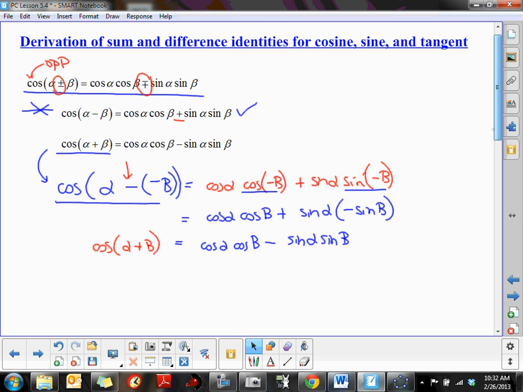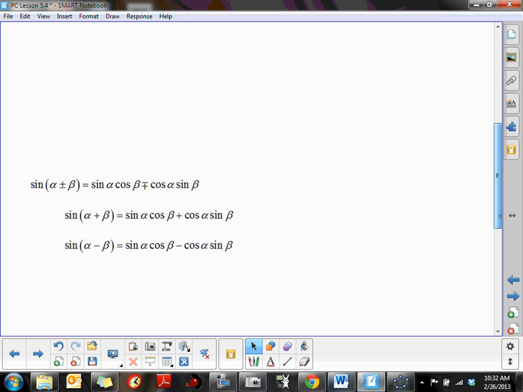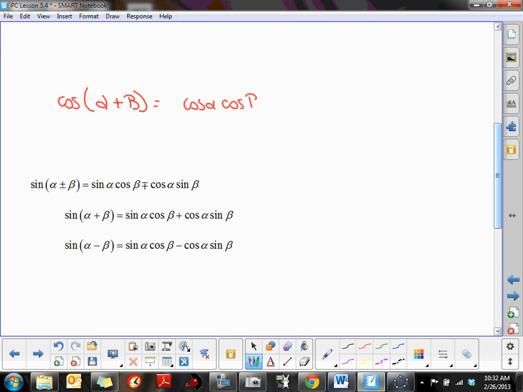Next thing we'll do is we'll work on the sine. What we already know is the cosine of a sum and a difference, so I'm going to bring that back up into our working memory here. We know the cosine of alpha plus beta is equal to the cosine of alpha, cosine of beta, minus the sine of alpha, sine of beta. Now we're going to use that to help prove the sine of alpha plus beta.